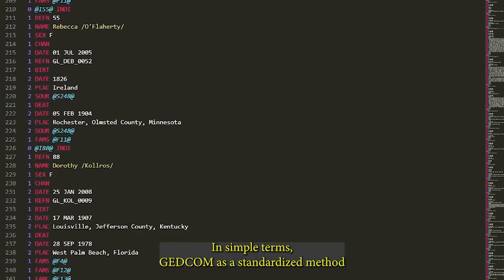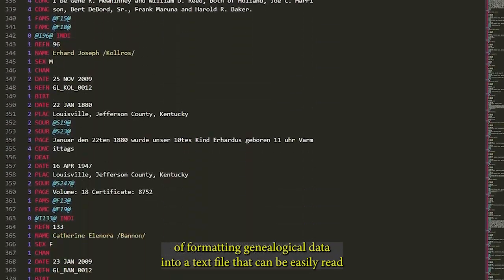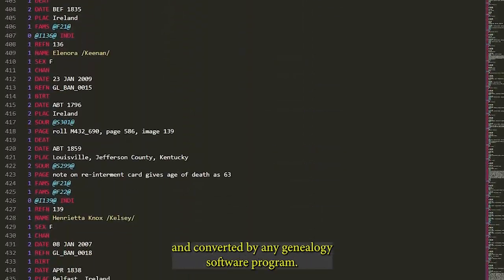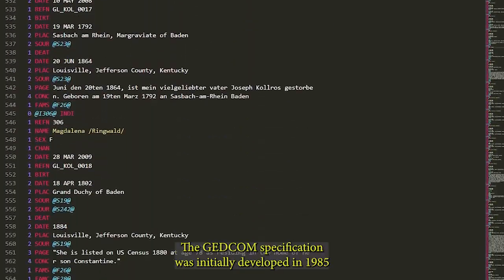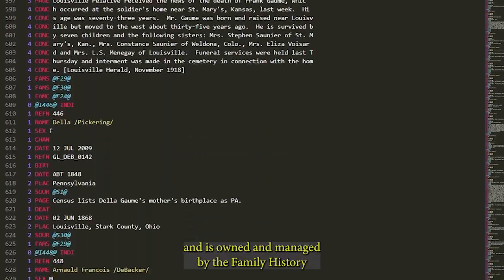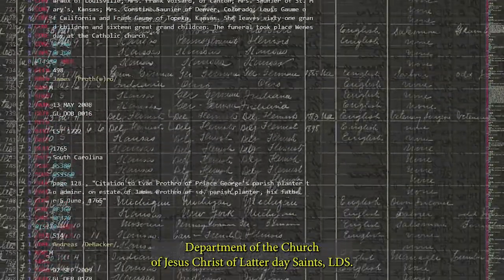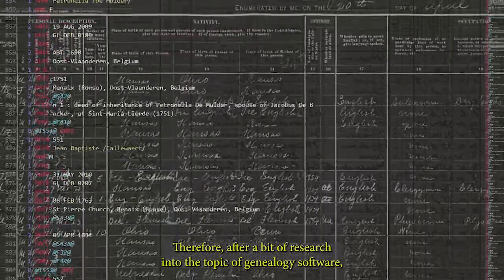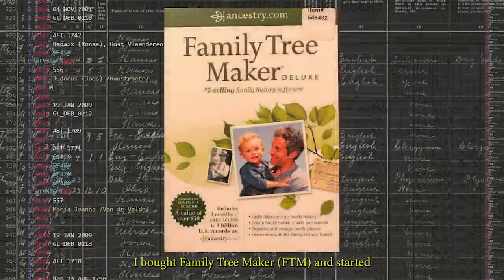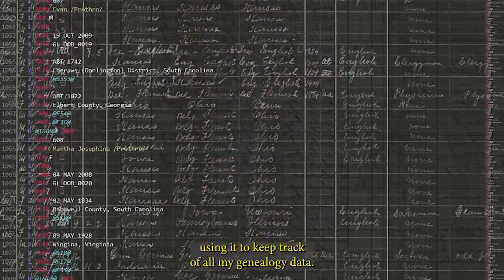In simple terms, GEDCOM is a standardized method of formatting genealogical data into a text file that can be easily read and converted by any genealogy software program. The GEDCOM specification was initially developed in 1985 and is owned and managed by the Family History Department of The Church of Jesus Christ of Latter-day Saints, LDS. Therefore, after a bit of research into the topic of genealogy software, I bought Family Tree Maker, FTM, and started using it to keep track of all my genealogy data.